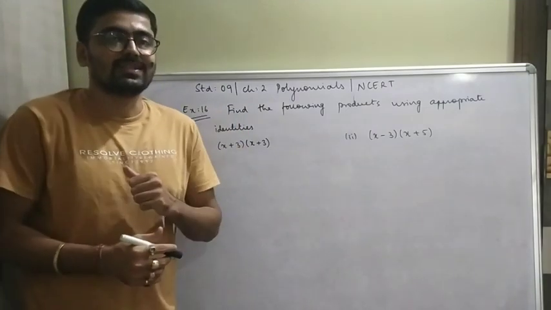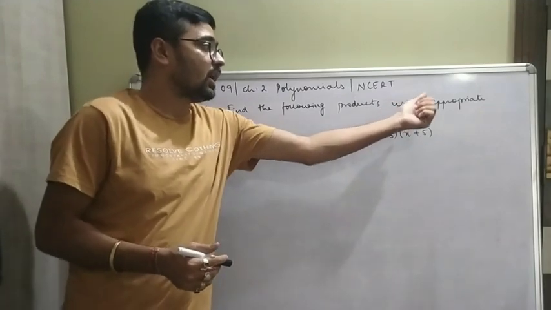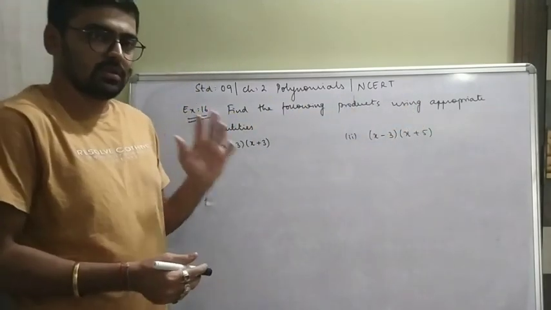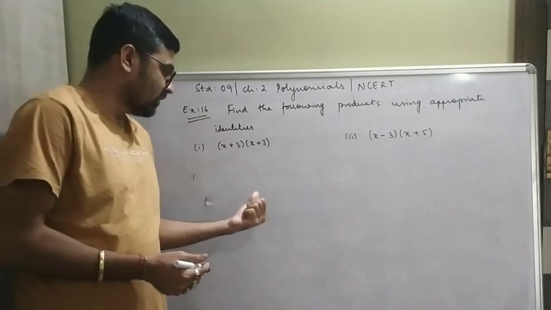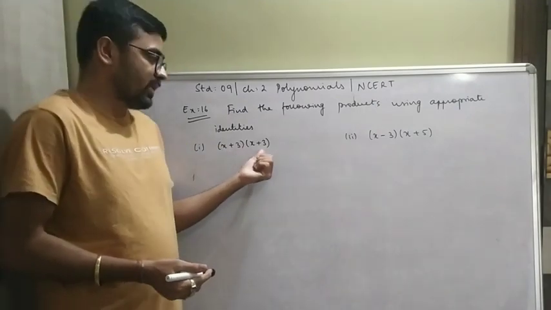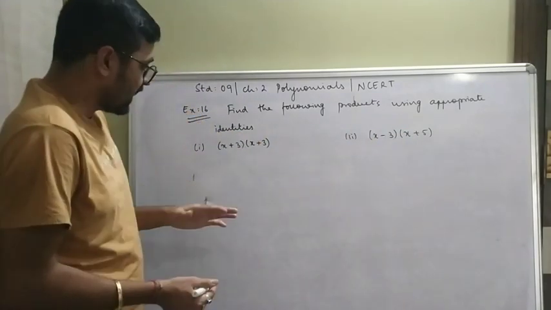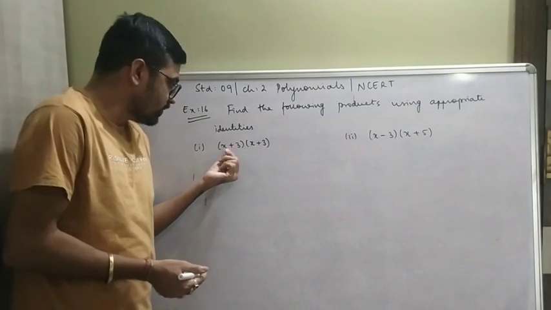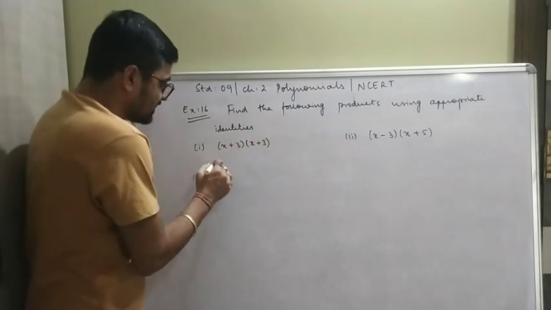Let's have a look at example number 16. Find the following products using appropriate identities. Simple. So we have to use the identities which we already understood right now. In this we have two problems. First is (x plus 3) into (x plus 3). Second is (x minus 3) into (x plus 5). Now can you see these two, x plus 3 and x plus 3? Can I say both of them are similar?